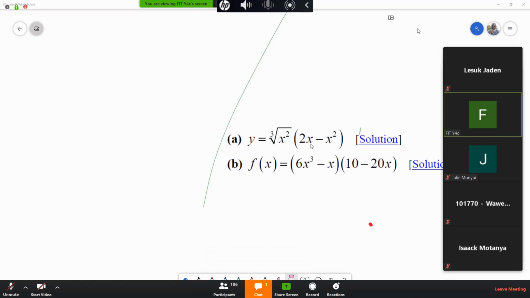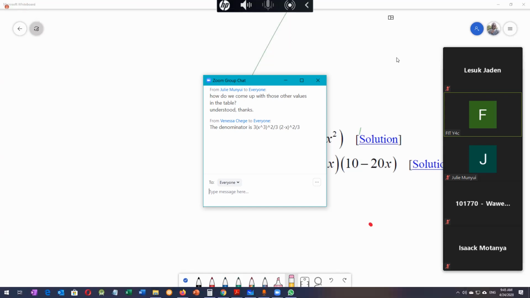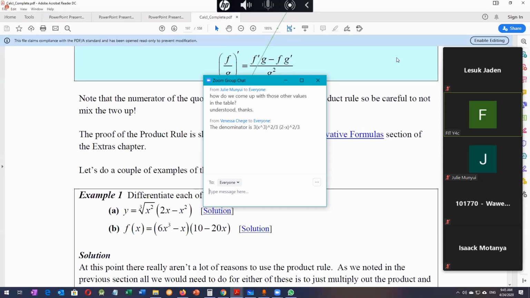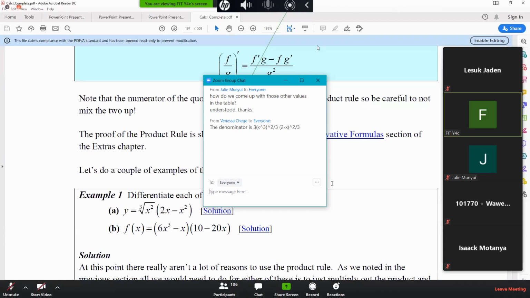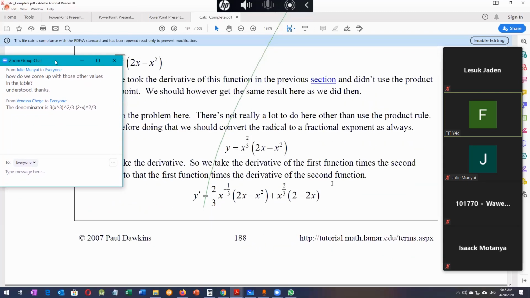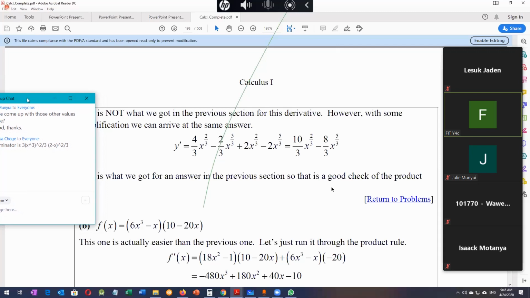Vanessa has already typed. So the denominator, yes, x to the power 3 raised to 2 over 3. Then there's another bracket, 2 minus x to the power 2 over 3. Okay, fine. So you notice that, let's just pull some solutions here. Then we check. According to the book, this is the first one. You see, it's quite a long calculation.